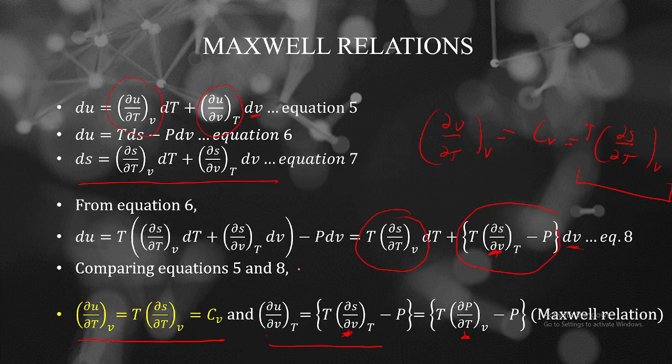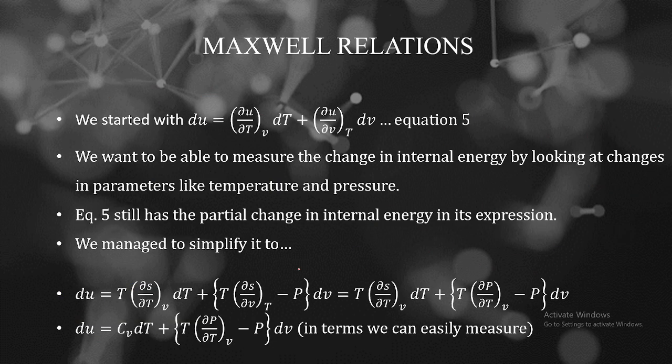Okay, so we started with du to be this, and once again, we can't easily measure just the changing internal energy. We can't have a partial change in internal energy in our expression. So we express it in other forms. We ended up changing this part here to cv dt, right? So that's what we have down here. This was what we had from equation 8. So we ended up expressing it as dv dt plus this whole expression down here.